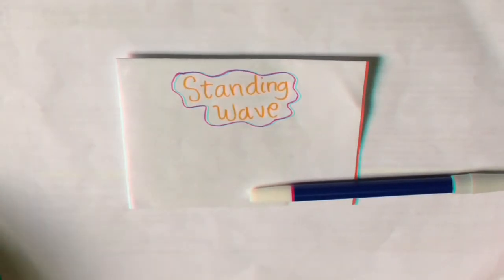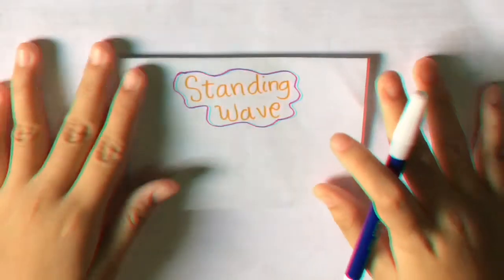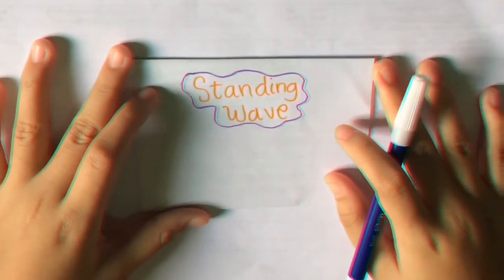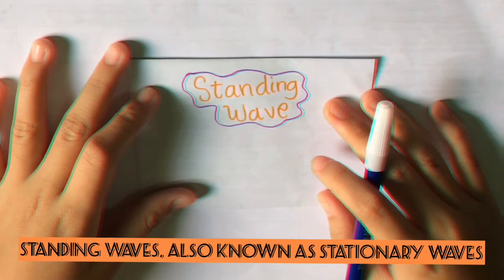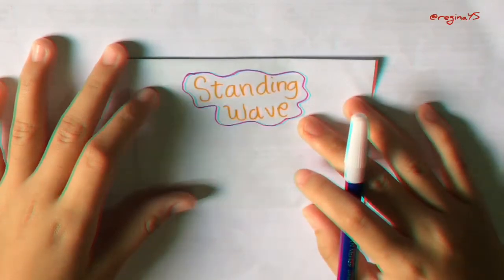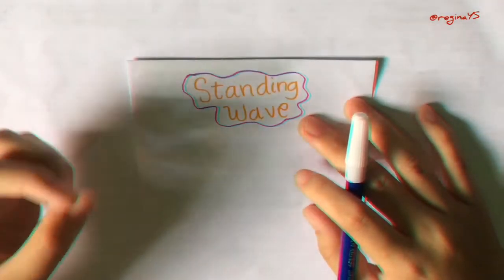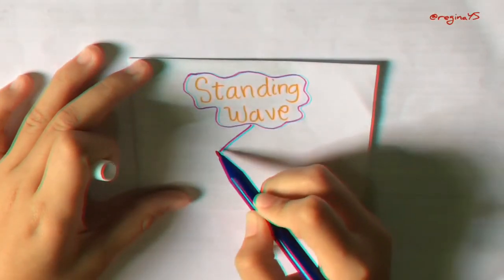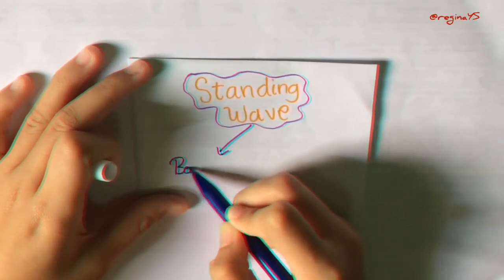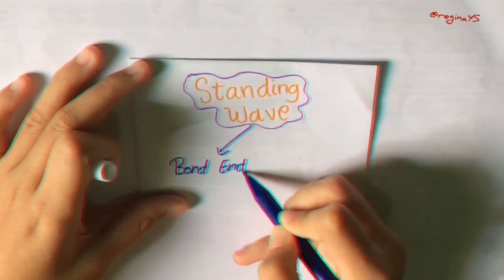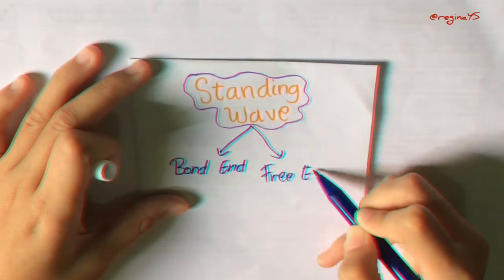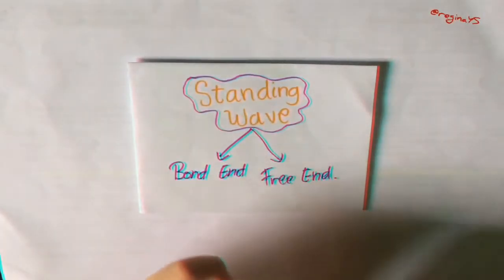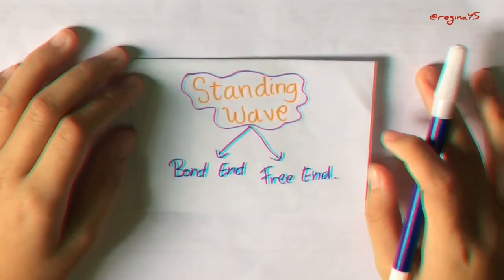Okay, so today we are going to discuss standing wave. Standing wave is also known as stationary wave. And this standing wave material will divide into two parts, which are first, bound end, and the second is free end. In this video, you will only learn about bound end.